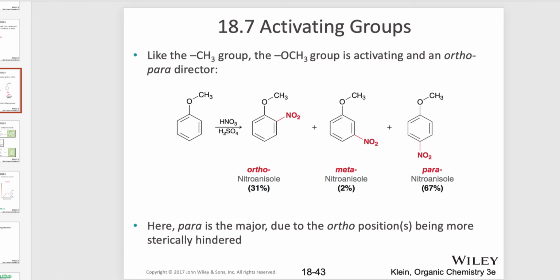And here are some of the yields that we would encounter if we were to use a different set of conditions. Remember how these conditions here will be a nitration where the electrophile is NO2 plus. So we see that there's a 31% ortho product, and then we have 67% para product. Here, para is the major product due to the ortho position being more sterically hindered.